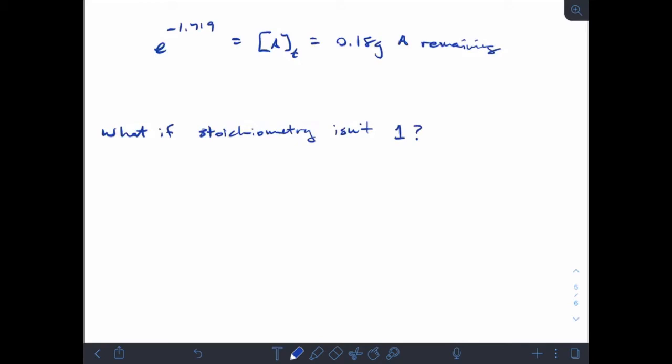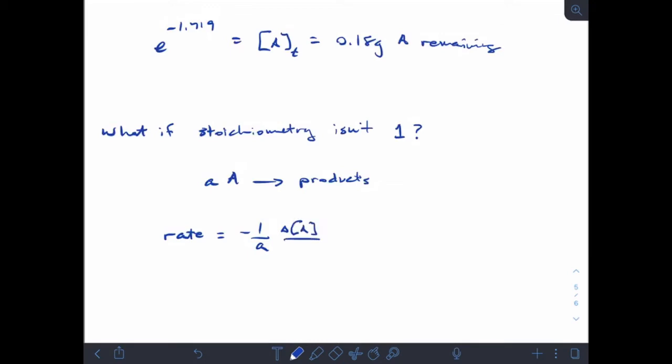Okay, so if I write a generic version of that, I say lowercase a as our stoichiometric coefficient decaying to products. Could be 2A, 3A, 4A, what have you. If I write a rate equation for this, rate equals negative 1 over the coefficient, delta A over delta t. Oops, that A doesn't belong there yet.